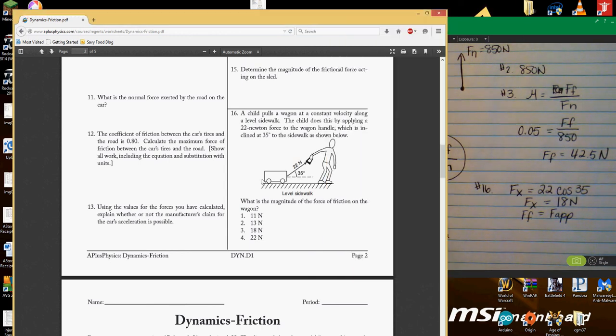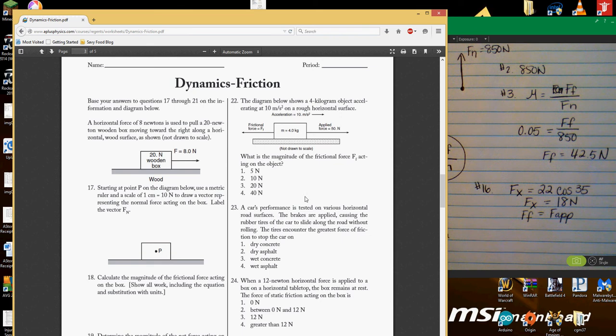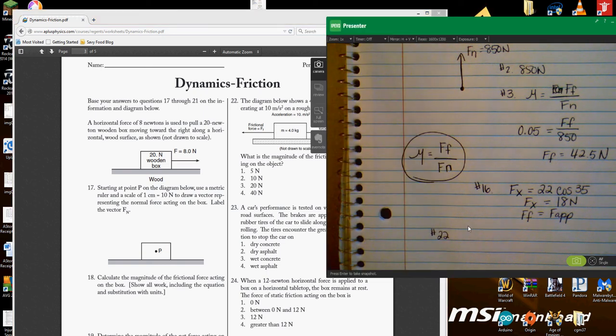The diagram for 22 shows the 4 kilogram object decelerating at 10 meters per second squared on a rough horizontal surface. What is the magnitude of the frictional force acting on the object? So if we're looking for the magnitude of frictional force, we have acceleration and the forces that are being applied. You're using the same application that you would use for the second law.